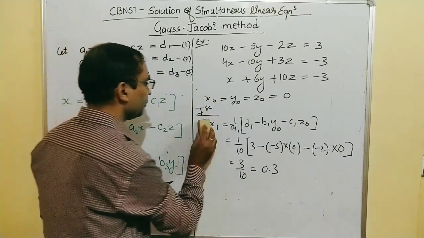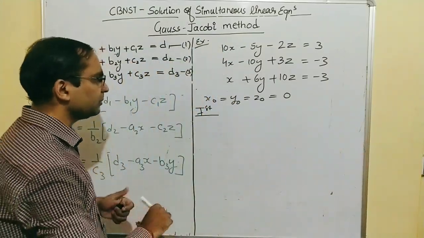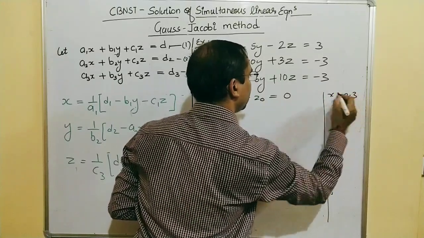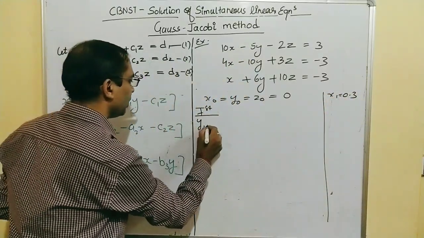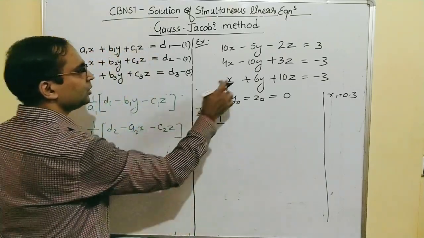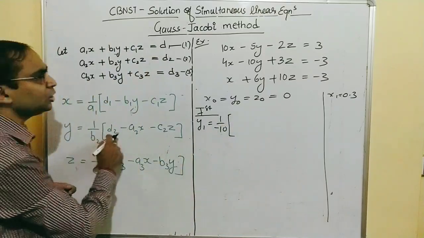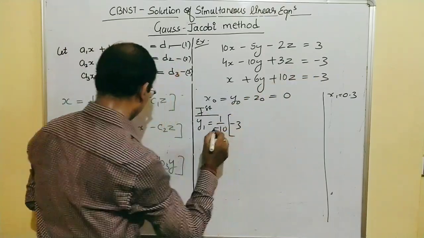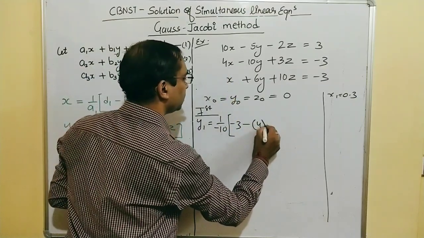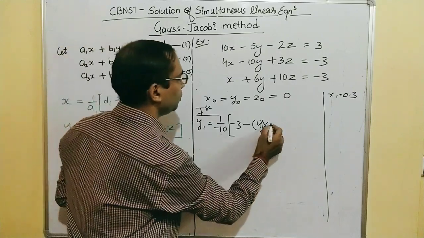In a similar manner, we will calculate y1. Let me keep the value of x1 here. So x1 is 0.3. Now we'll calculate y1. What is y1? 1 upon b2. What is the value of b2? This is minus 10. d2 is minus 3, minus a2. This is 4 cross x0, that is 0.